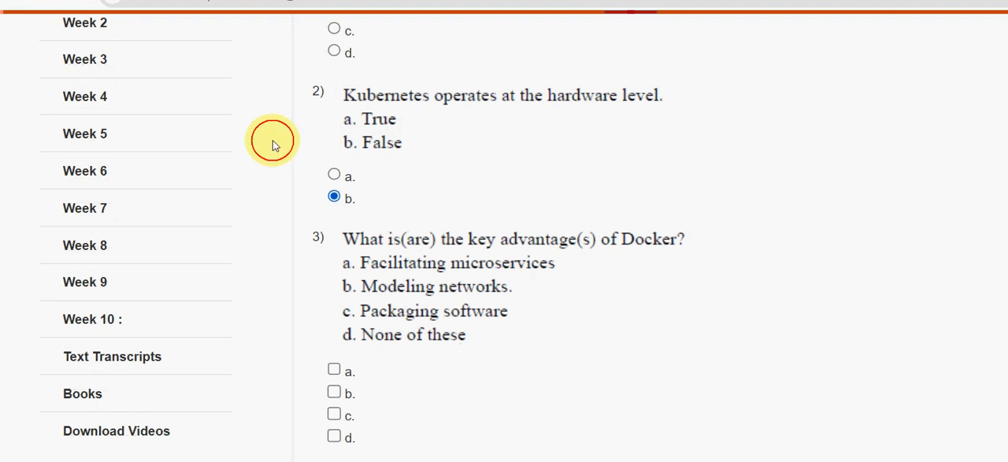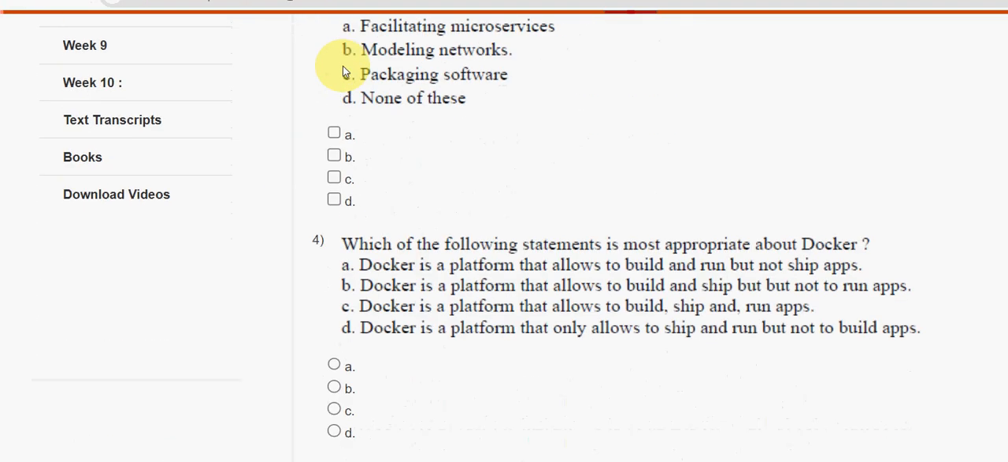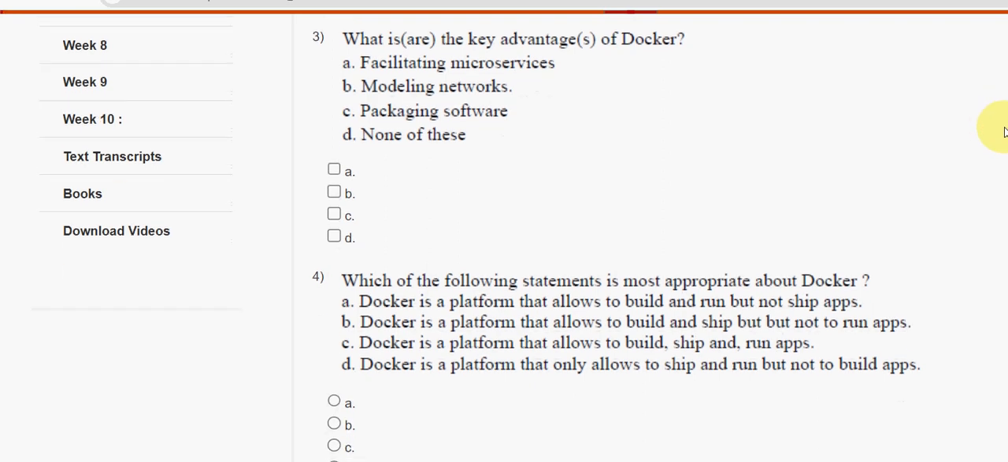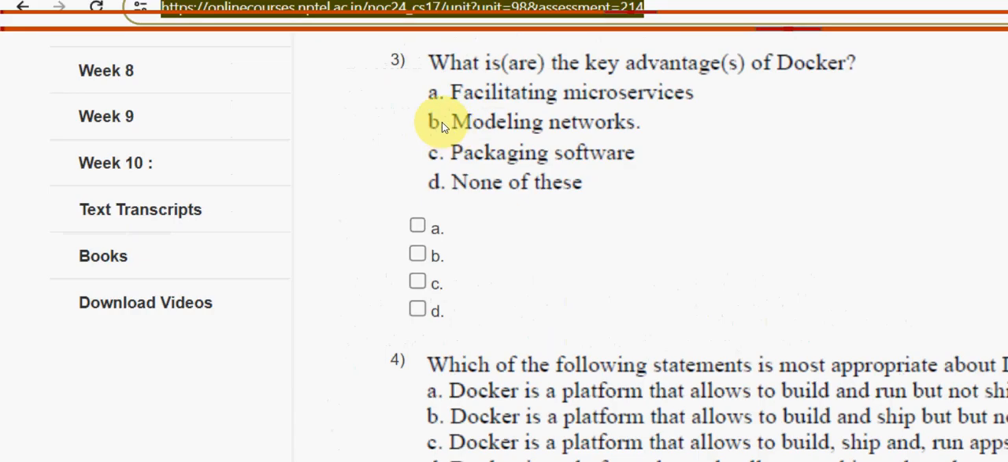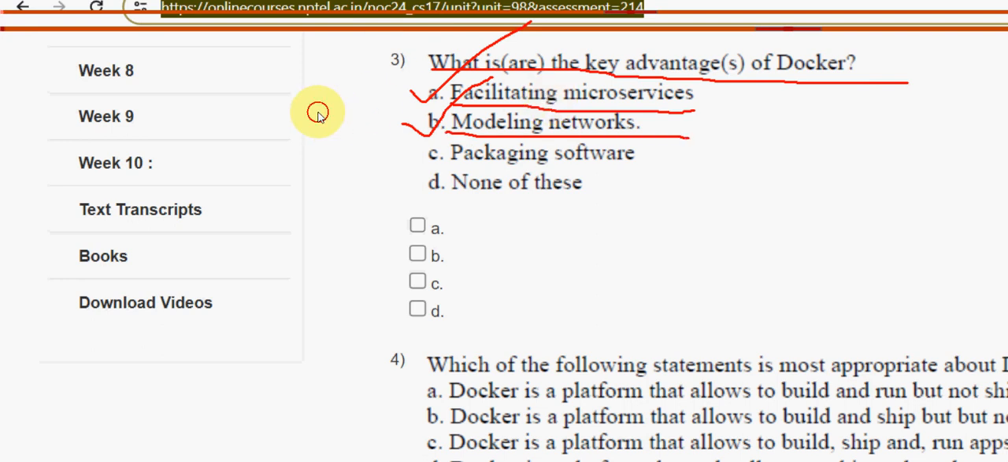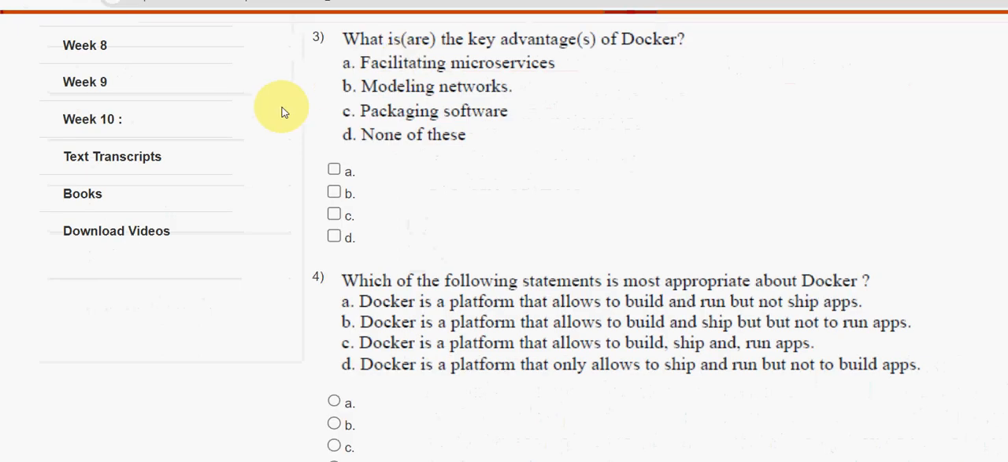Next, third question, guys. What are the key advantages of Docker? So there are three key advantages, guys. The first one is option A, facilitating microservices, option B, modeling networks, and option C as well, that is packaging software. So all these three options are correct, guys. Option A, B, and C. So mark all these three options.